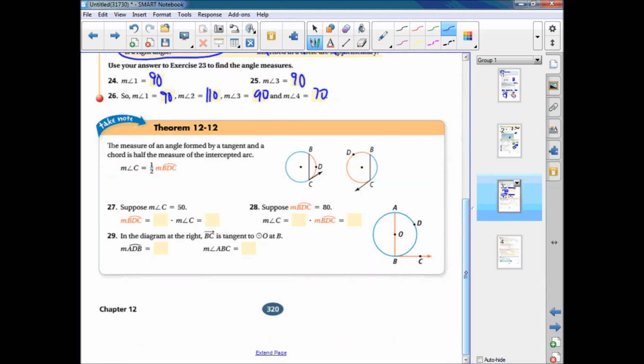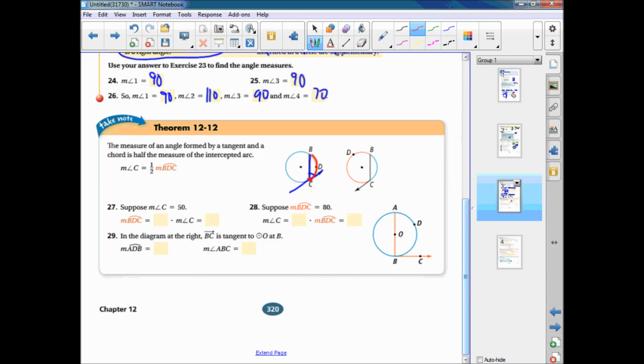All right, on the bottom here we have one more theorem. Theorem 12-12. The measure of an angle formed by a tangent and a chord is half the measure of the intercepted arc. All right, so we have the measure of angle C in this picture. So this is C. C is formed by a tangent line, okay? And then this chord right here will form angle C, right there. And that's going to be equal to 1/2 of the measure of arc BDC. So the arc that begins at the vertex, the tangent point of tangent C, and ends at the other side. Okay, it's going to be half as much.